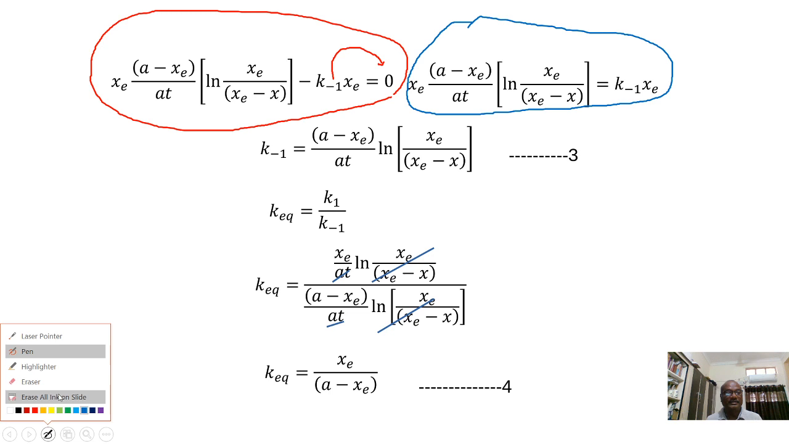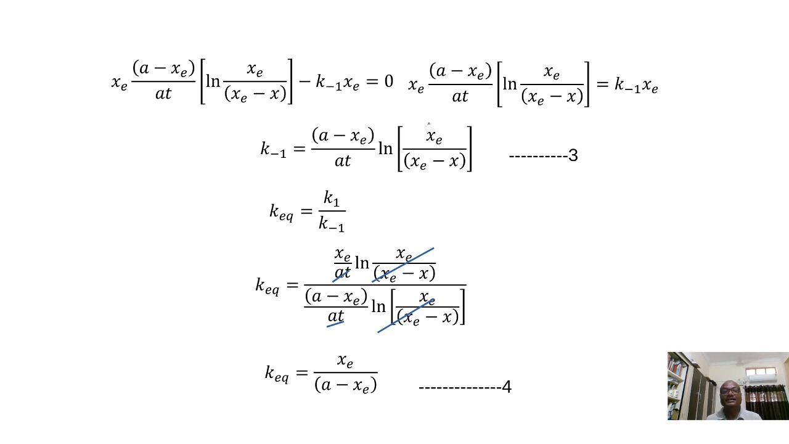Now you can see the K minus 1 representation. From this you can write the equation for K minus 1. Just simply you have to substitute, and Xc and Xc will get cancelled. What is K minus 1? K minus 1 is A minus Xc by At log Xc by Xc minus x. We are saying this is equation number 3.